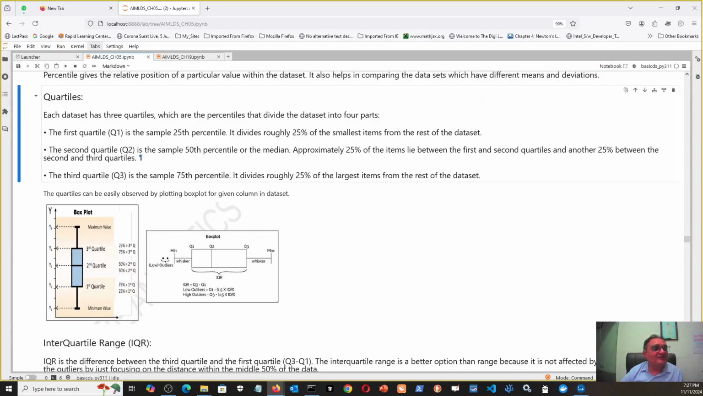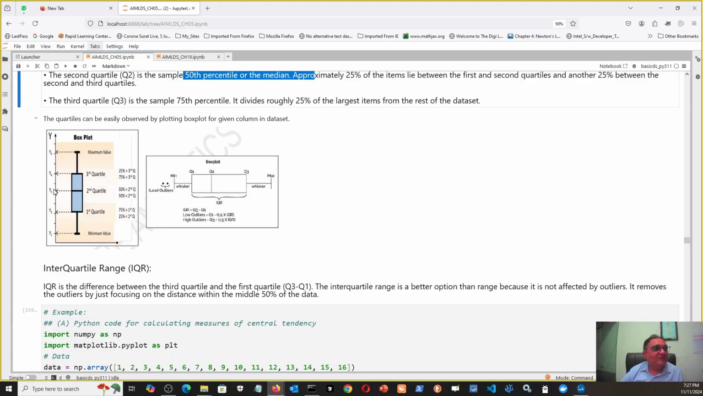Second quartile is 50th percentile actually, or median. It is that element such that it divides the entire whole data set which is between minimum and maximum value into two parts.